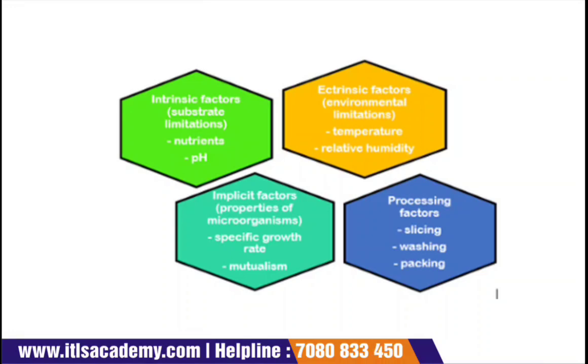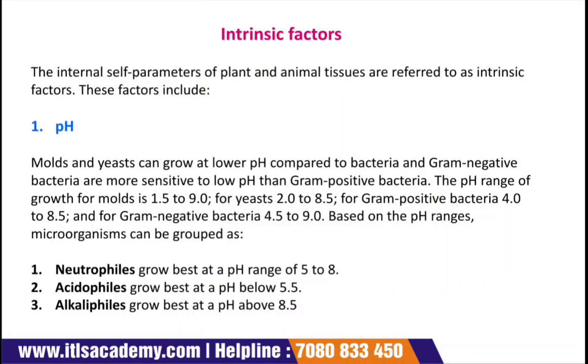The processing factors include how the food product is washed, how the raw material is washed, what the slicing techniques are, and how it is packaged. They all come under the heading of processing factors. Then come the implicit factors. Implicit factors generally include the specific growth rate and mutualism in the food items. In this particular lecture we are going to understand the intrinsic factors.